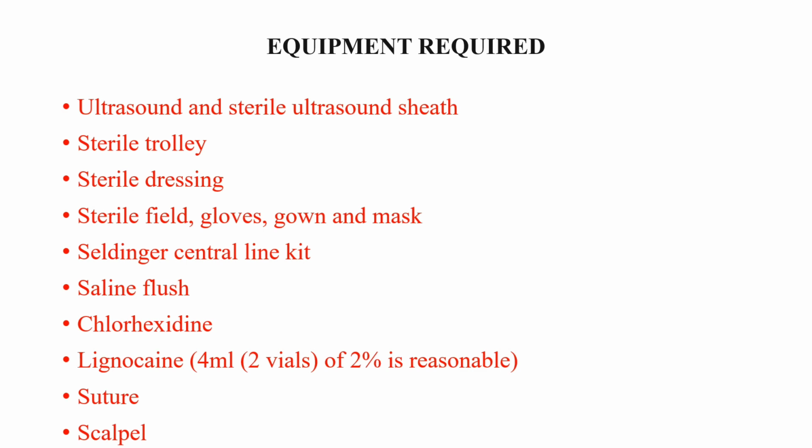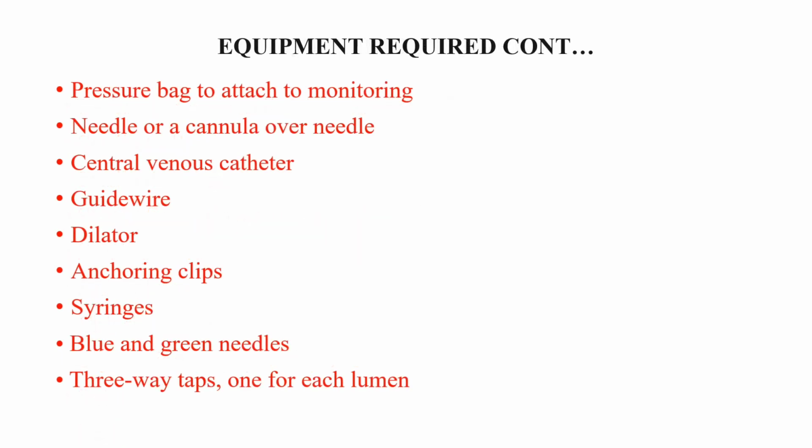Cleaning fluid, 2% chlorhexidine gluconate in 70% isopropyl alcohol, is recommended for the CVP line insertion procedure. And then lignocaine, 4 ml, 2 vials of 2%, is a reasonable amount. And sutures and scalpel, and a pressure bag to attach to the monitoring, and a needle or the cannula over the needle, and central venous catheter, guide wire, dilator, and occlusive clips, syringes, blue and green needles, and 3-way taps for each lumen.